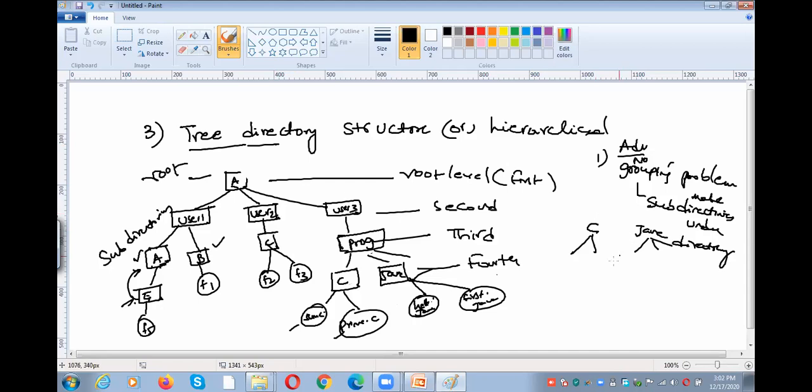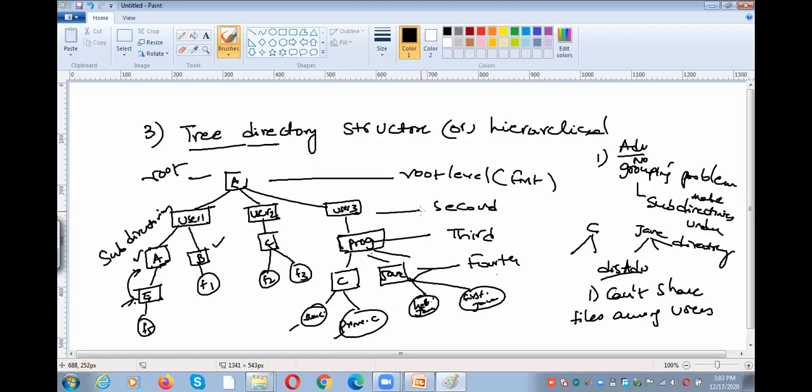Then what is the disadvantage of tree directory? Right? What is the disadvantage? The disadvantage is that we cannot share files among the users. That means user one's files cannot be shared to user two, and user two's files cannot be shared to user three. Okay, all the files are individual files and we cannot share the files among the users. So that is a disadvantage of tree directory structure.